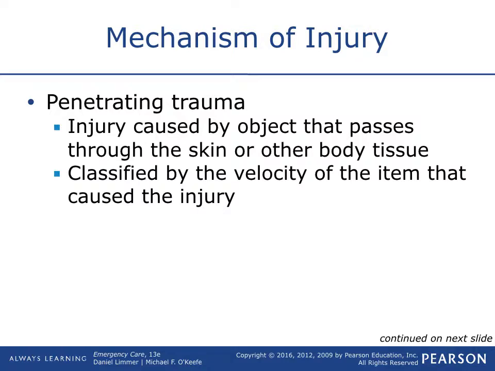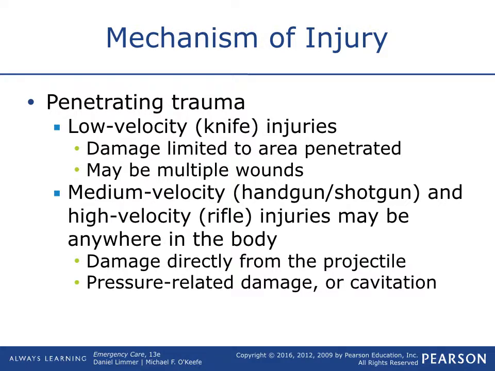Now, penetrating trauma is an injury caused by objects that pass through the skin or other tissue. So if he fell and landed on a rake and the rake went through his abdomen or his back, that's going to be a penetrating trauma, and you'll have to be specific on that. In your report, they ask, was it blunt or penetrating, classified by the velocity of the item that caused the injury. So if you fell on a rake, how far the drop was determines how fast you hit it, the velocity. Penetrating trauma, low velocity, knife injuries, damage limited to the area penetrated by maybe multiple wounds. If it's a knife wound, someone stabs you and they stab you again.